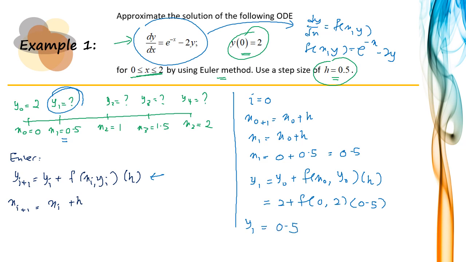0.5. Now continue the calculation. So we already get the value: when x1 is equal to 0.5, the value for y1 is equal to 0.5. Now when i is equal to 1, x2 is equal to x1 plus h. x1 is 0.5 and h is 0.5, so x2 is equal to 1.